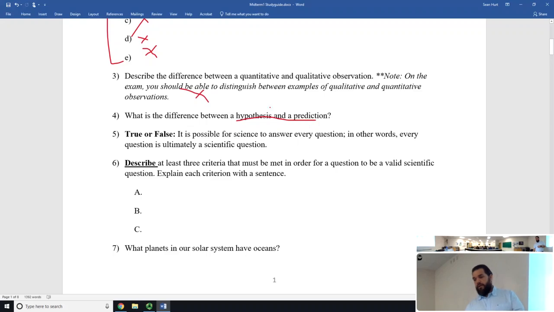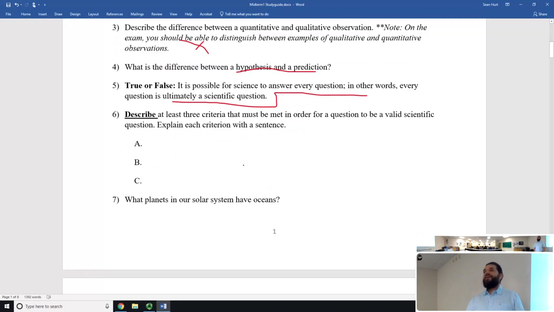Okay. All right, so true or false: is it possible for science to answer every single question? I put this in almost all my tests because this is the main point I want to get into people's minds. It's false, right? Science can't even answer that question. That's right up there, number 5. So you know that it's false.